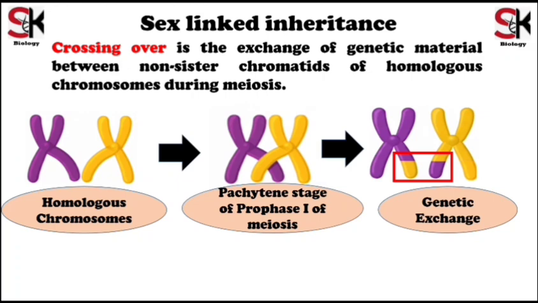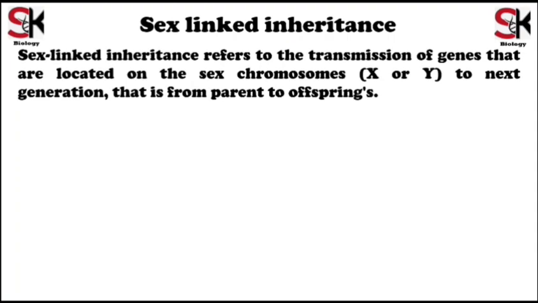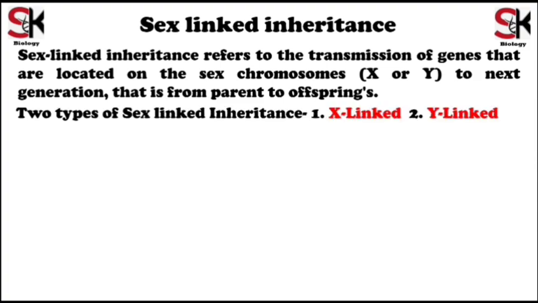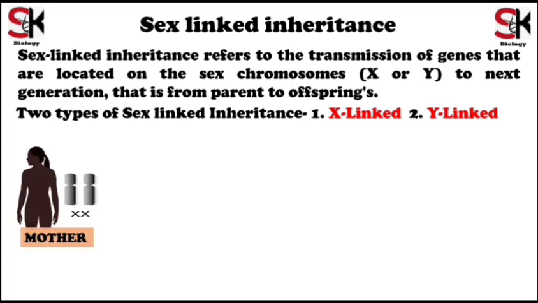Now let us begin next point from this unit, sex-linked inheritance. Sex-linked inheritance refers to transmission of genes that are located on the sex chromosome, X chromosome or Y chromosome, and transmission to next generation. There are two types of sex-linked inheritance in humans. One is X-linked and other is Y-linked. First, we will discuss X-linked inheritance, which is present in both male and female.